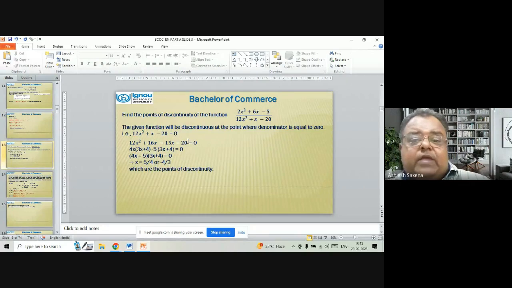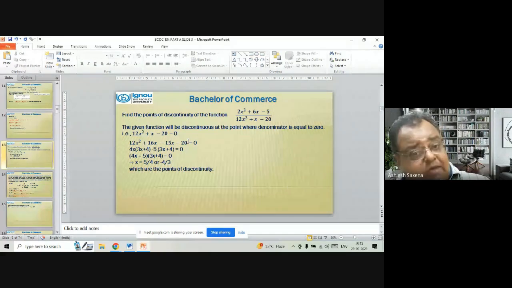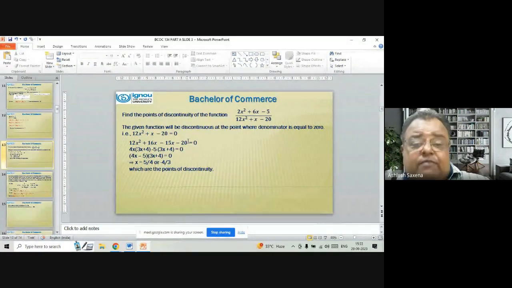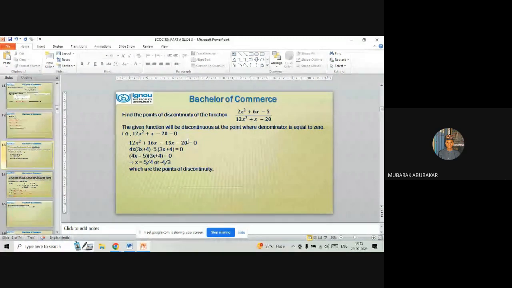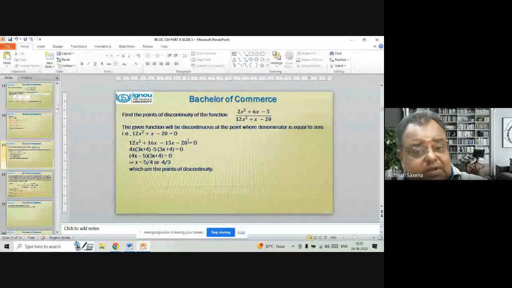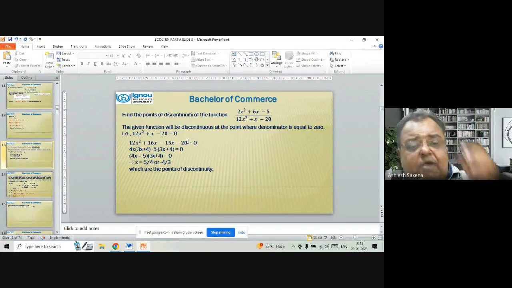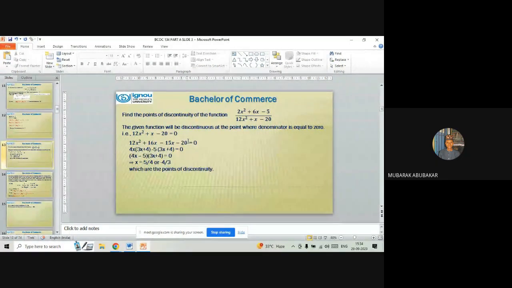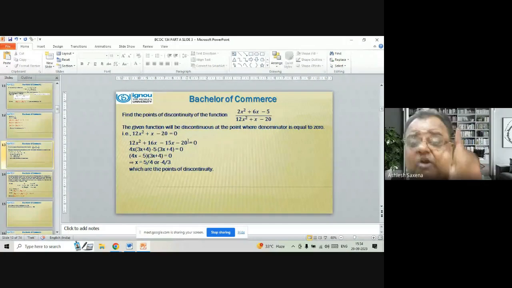Now, we have a problem which is in the form of numerator and denominator. That means a problem with a rational expression. We have to find the points of discontinuity of the function. So straight away, when a problem is related to finding the points of discontinuity of the function, first of all, you have to equate your denominator with zero. A function will be discontinuous only when the denominator is 0.